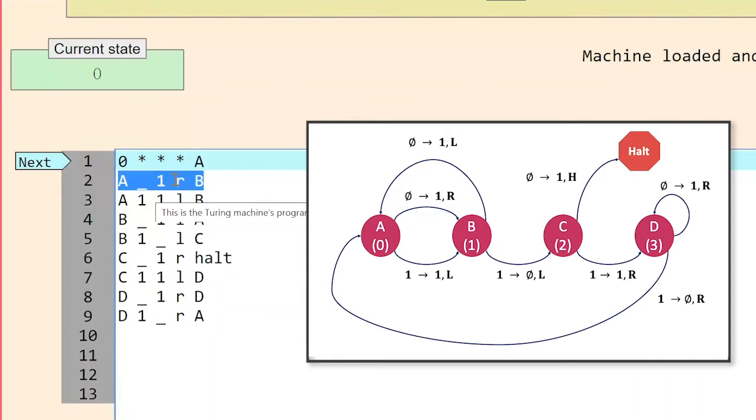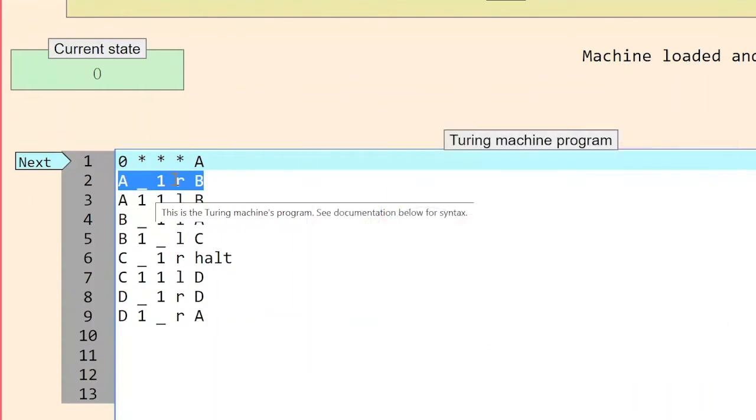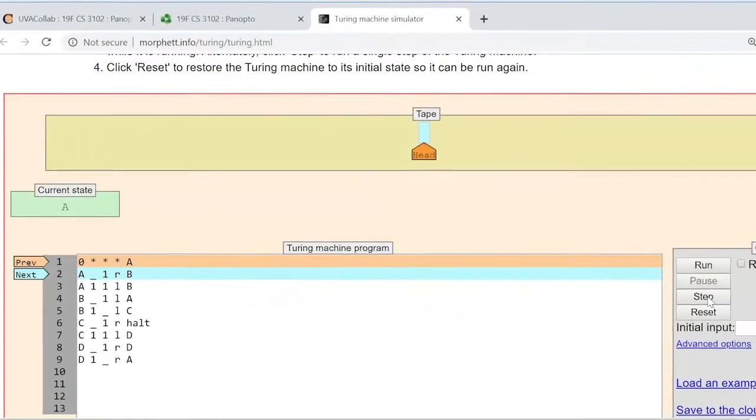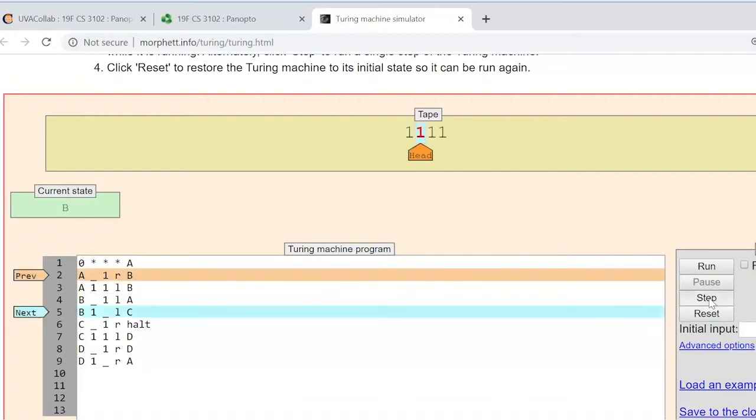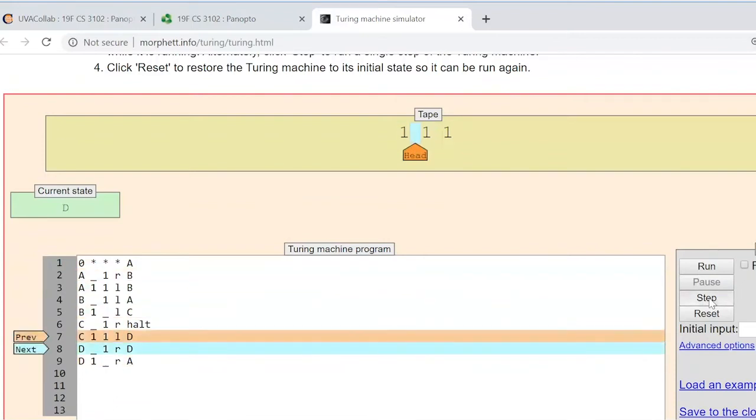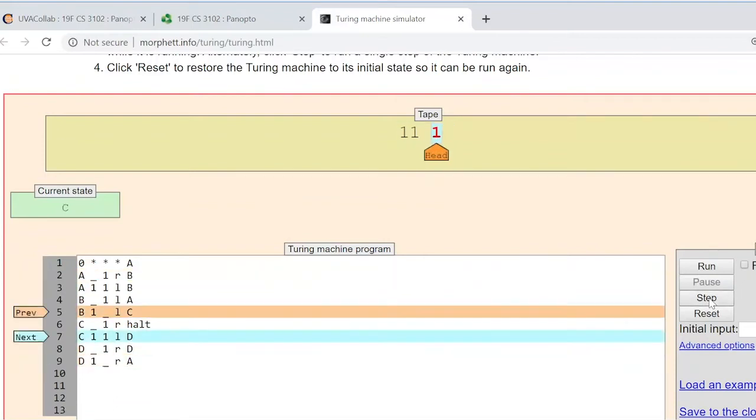So now we can take advantage of having computers to run it. We're in state A. We wrote our one and we moved right. And now we go again. How far did anyone get simulating it in your head or on paper? So we've gone now 17 steps. Any idea what it's going to do now?